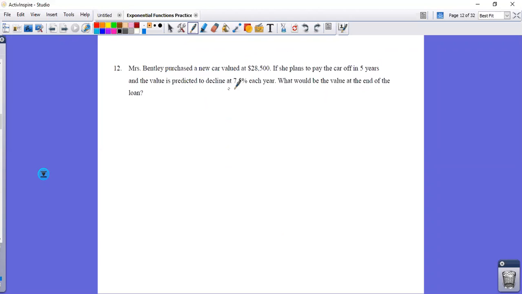Miss Bentley purchased a new car, and she plans to sell the car in 5 years. It's going to decline 7.5%. What's the value at the end of the loan? So the value of the car is going to decline. 1 minus 7.5% is 0.075, and her loan is for 5 years. Just plug that in. It's okay.